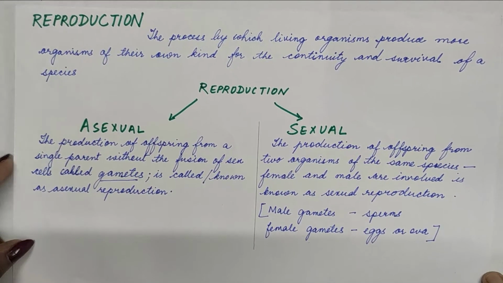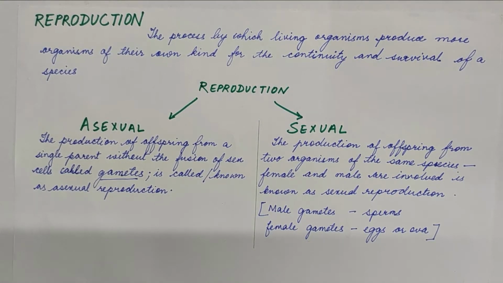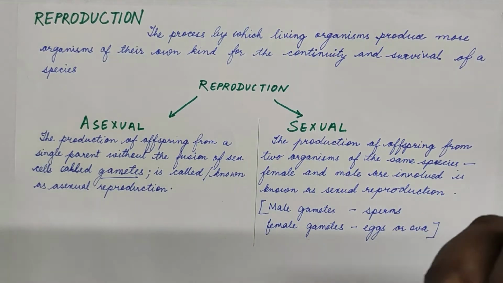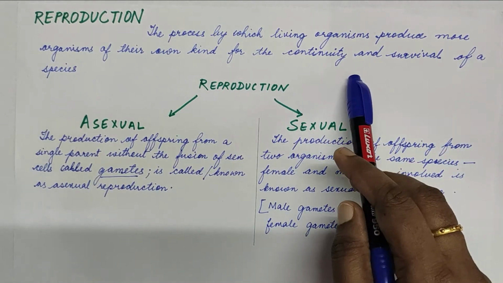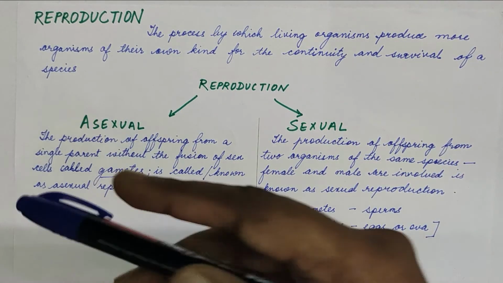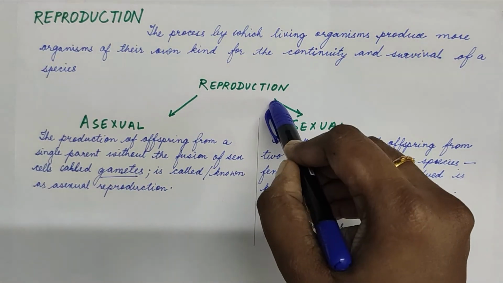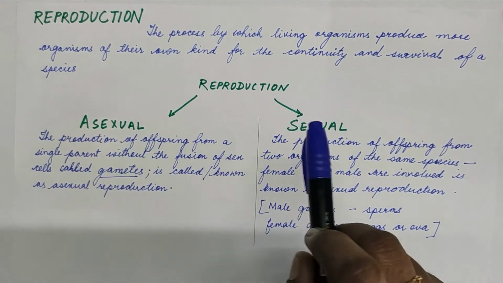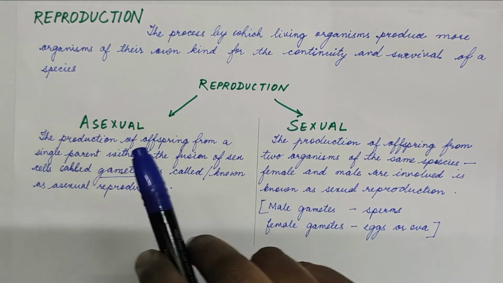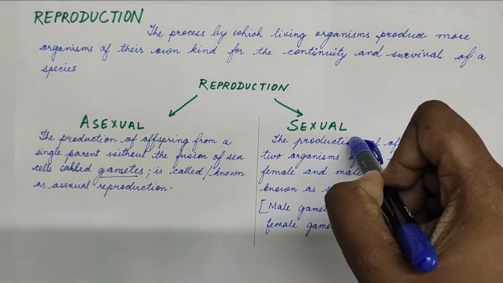Before we know what reproduction in plants is, we need to know what reproduction is. The process by which living organisms produce more of their kind, which is needed for the continuity and survival of the species, is known as reproduction. Reproduction generally happens in two types, asexual mode and sexual mode. We call them asexual reproduction and sexual reproduction.